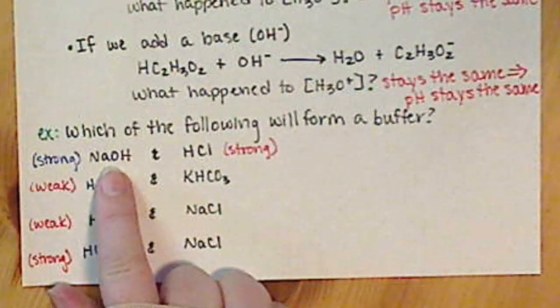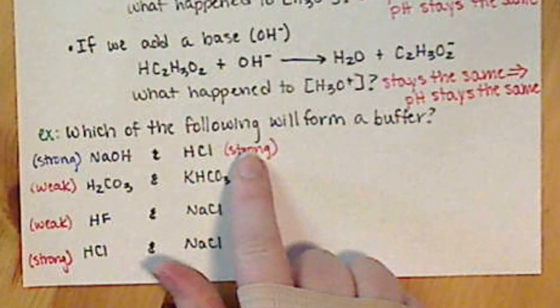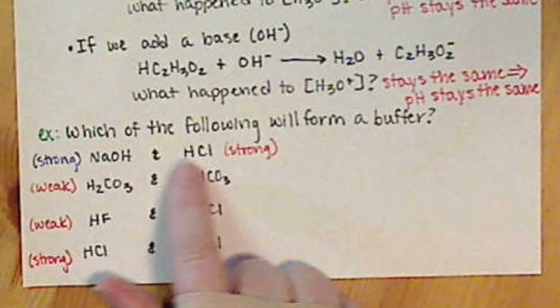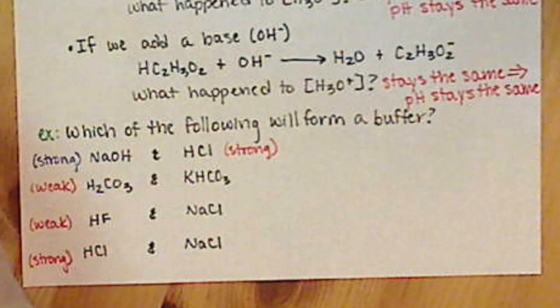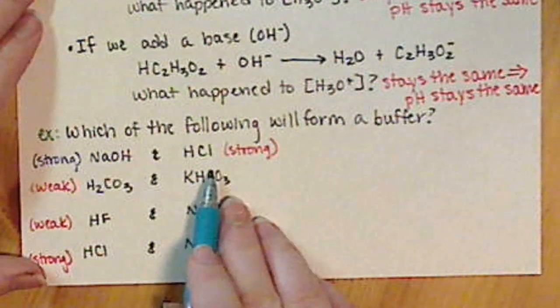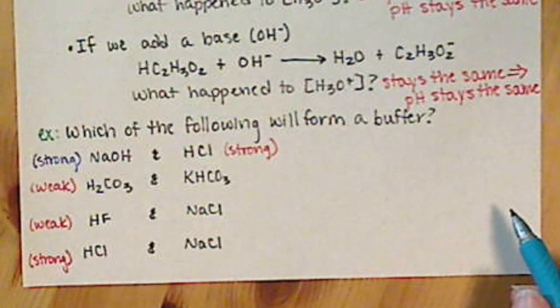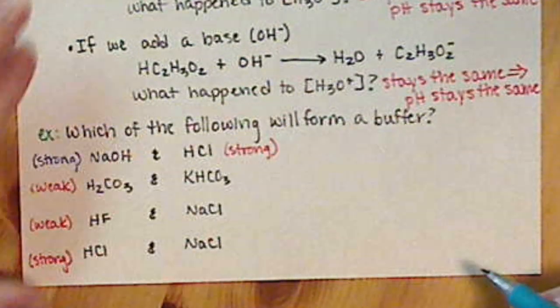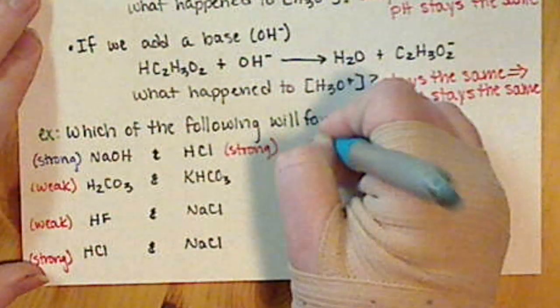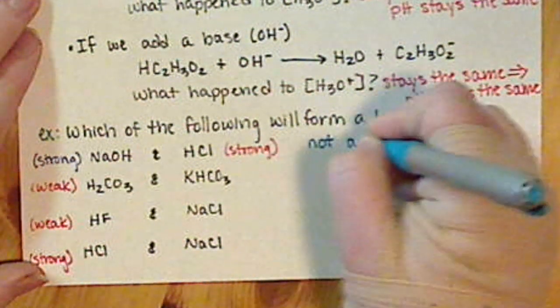So, our first one here, we have a strong base and a strong acid. So is this a buffer? Well, we don't have either condition met. We don't have a weak acid or a weak base, and we don't have a conjugate acid or a conjugate base. So this is not a buffer.